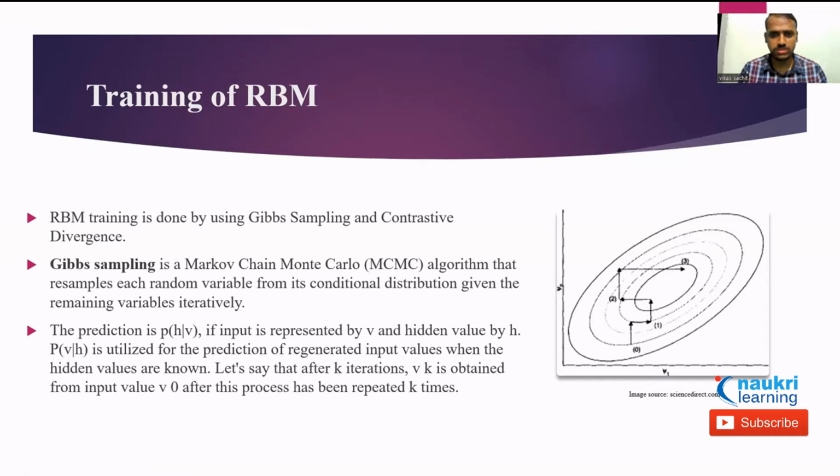And another one is contrastive divergence, which we'll see in the next slide. So what is Gibbs sampling? Gibbs sampling is a Markov chain Monte Carlo algorithm that resamples each random variable from its conditional distribution, given the remaining variables, iteratively.